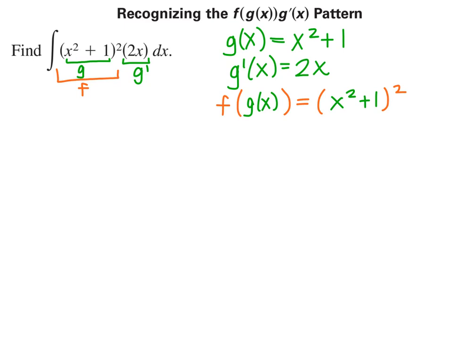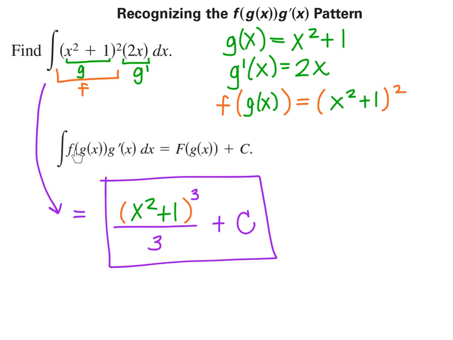So I notice that there's this times 2x over here, and I'm like, maybe that's g prime. So it looks like I have a function inside another function here. So x squared plus 1 is my g of x, so that means g prime, right? The derivative of x squared plus 1 is just 2x. That works out. So f of g of x is this bigger function here. So x squared plus 1 all squared.